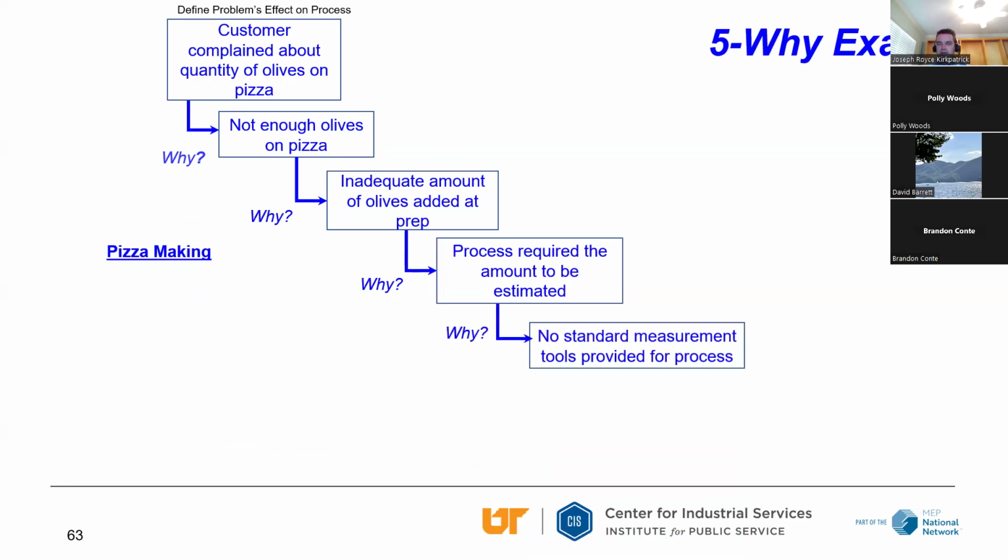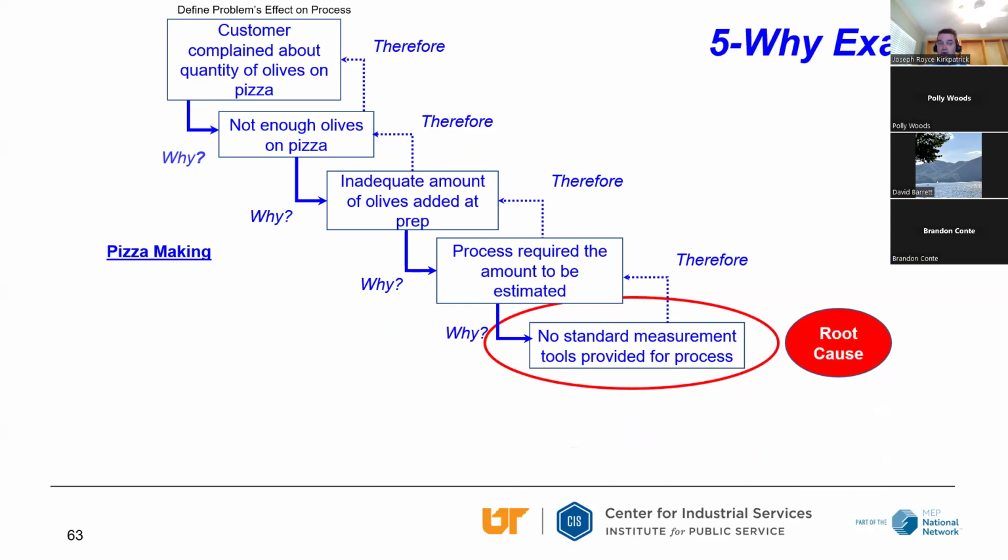Why? There was no standard measurement tool for the process. Therefore, it required it to be estimated. Therefore, there was an inadequate amount of olives. Therefore, there were not enough olives. Therefore, the customer complained. So it makes sense walking it up and down.